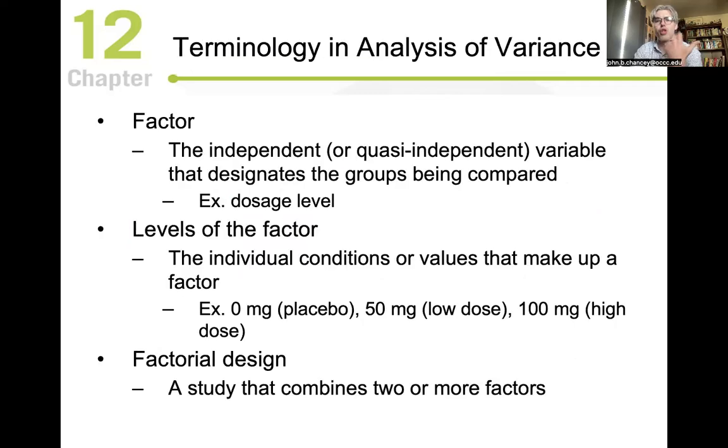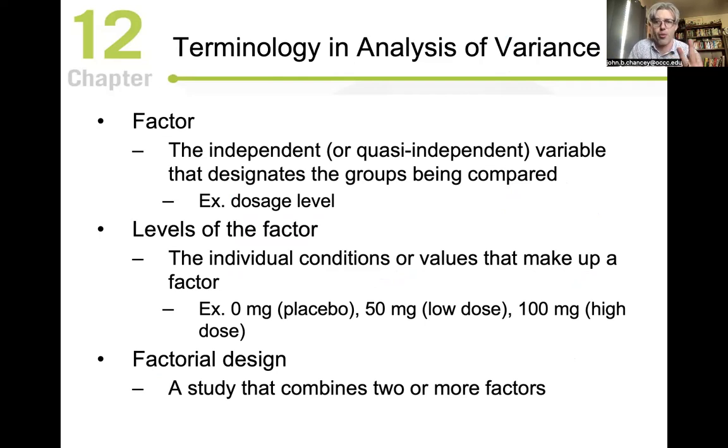So some terminology that's really important for ANOVA. We're going to be talking about factors, the independent or the quasi-independent variable, the one we manipulate. That's what designates the groups that are being compared. So in this case, the factor would be your dosage level from the previous example. Some would get none as a placebo, some would get a small amount, and some would get a larger amount. There are levels to our factors as well. These are the individual conditions or values that make up a specific factor.